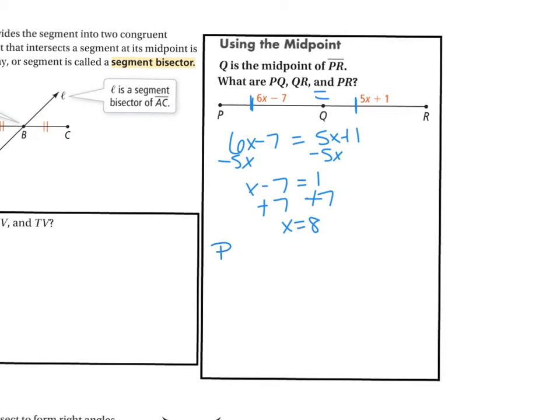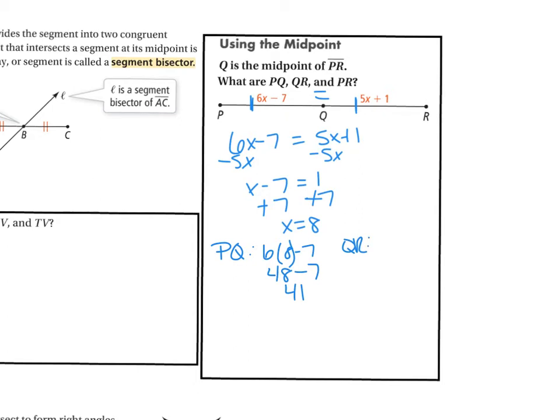Okay, so let's do PQ first. PQ is 6 times 8 minus 7. So that would be 48 minus 7, which would give you 41. Okay, theoretically, QR should also be 41. Some people I know will just go straight ahead and they won't show their work. It's a really good thing if you're one of those people who likes to double check stuff. This is a really easy, quick way to double check these. But let's just do it.